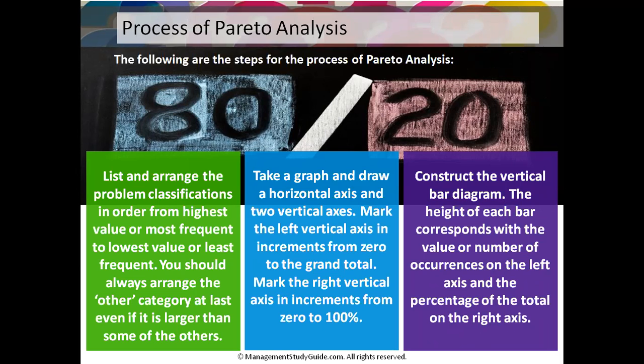Take a graph and draw a horizontal axis and 2 vertical axes. Mark the left vertical axis in increments from 0 to the grand total. Mark the right vertical axis in increments from 0 to 100%. Construct the vertical bar diagram. The height of each bar corresponds with the value or number of occurrences on the left axis and the percentage of the total on the right axis.